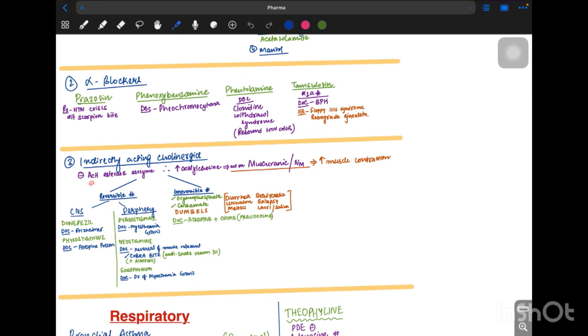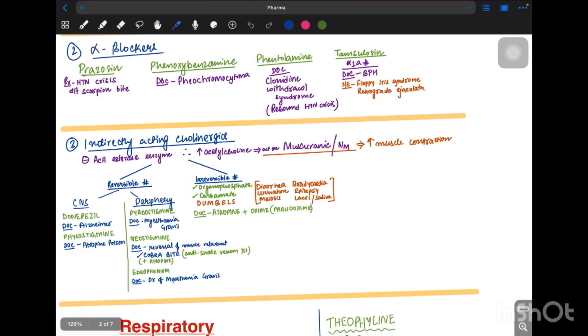It inhibits the acetylcholine esterase enzyme. So indirectly acting cholinergics inhibit the acetylcholine esterase enzyme, and therefore what happens? The acetylcholine level will increase, and it acts on muscarinic or nicotinic receptors. By acting on these receptors, it will increase muscle contraction. So this is the function of indirectly acting cholinergics.